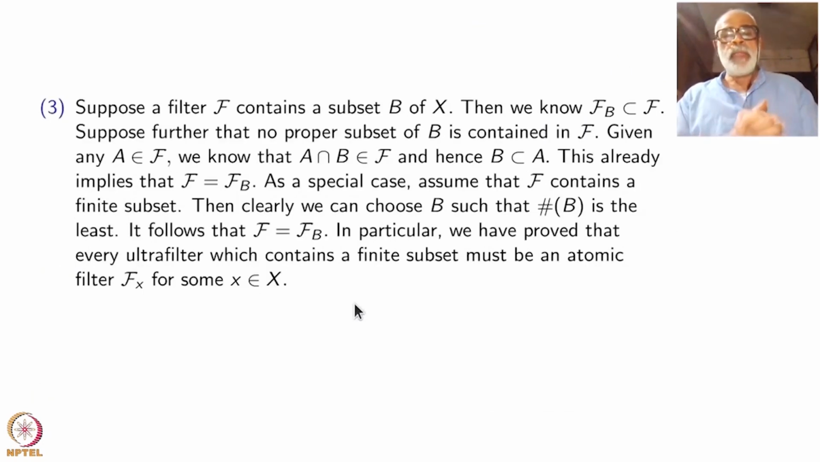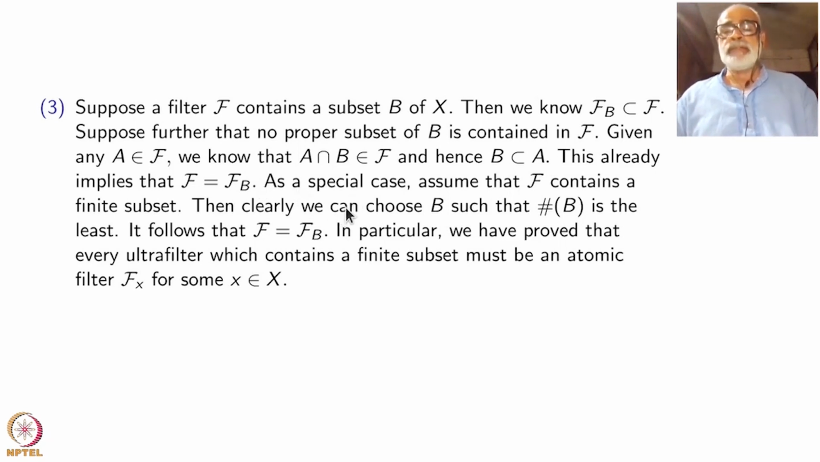So one more remark here. Suppose a filter F contains a subset B, then obviously the atomic filter F_B is contained inside F, because F contains all supersets of B. Suppose further that no proper subset of B is contained inside F. See, F may have even smaller subsets, right? Then what happens? Given any A inside F, B is there, A is there, so A intersection B is there. But A intersection B is not a proper subset of B, which just means that B is already contained inside A. Therefore, F must be F_B.